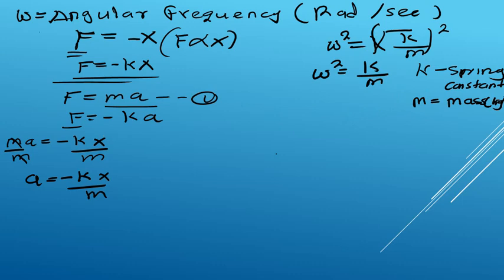Now in this formula, what there is k over m, I can replace with omega squared, then x. So this formula is what we'll be using to calculate the acceleration. Take note of that.